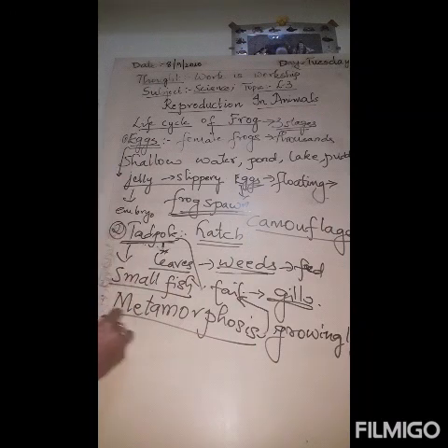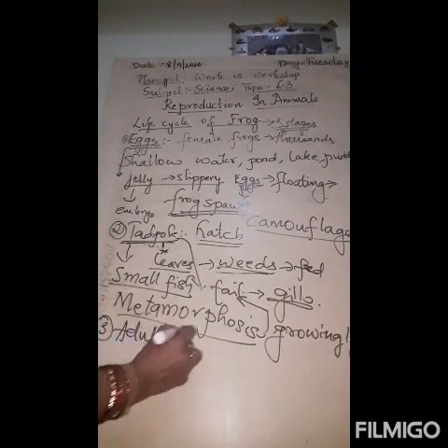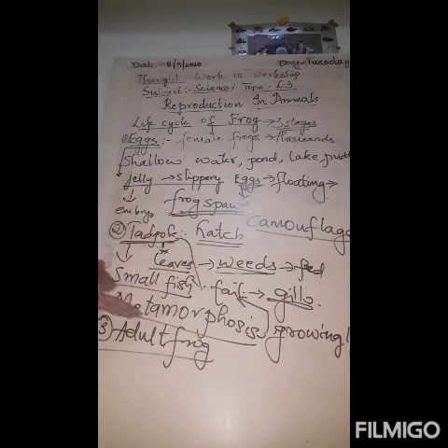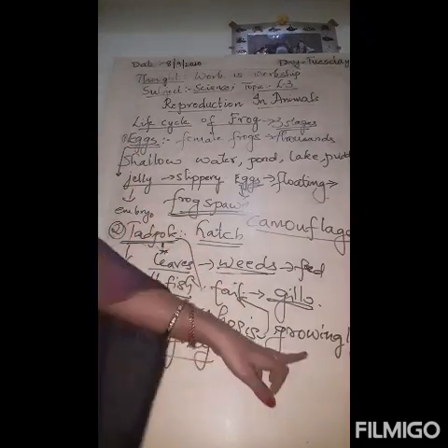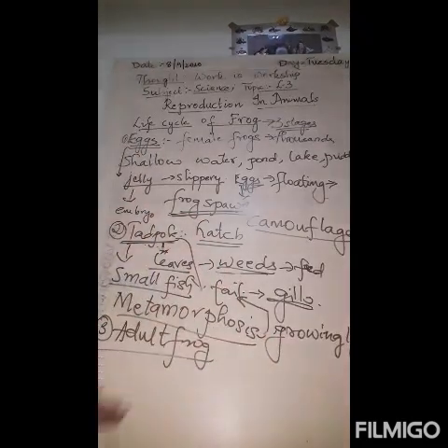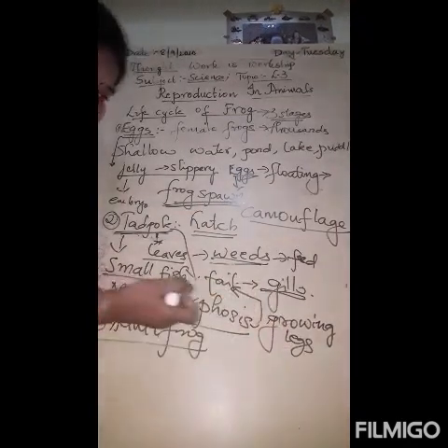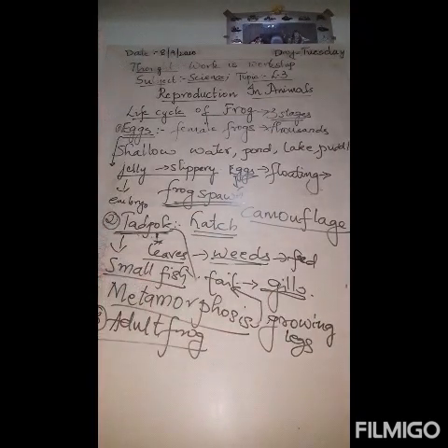So the last stage, we call it an adult frog. Here, after a few weeks the tadpole will develop its legs and its tail will be shortened. Usually the frog doesn't have a tail, yes or no? So in the tadpole itself, after metamorphosis, the tail will be lost and they start growing their legs.